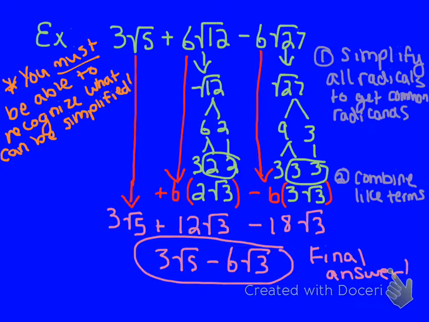Okay, so let's look at this problem. Now I've already worked it out, but I want to take it piece by piece. Notice this little note I put over here. You must be able to recognize what can be simplified. So I look at this problem right here. 3 square root 5. I look at it and I say, okay, I can't simplify that. It won't break down. 5 cannot be simplified.